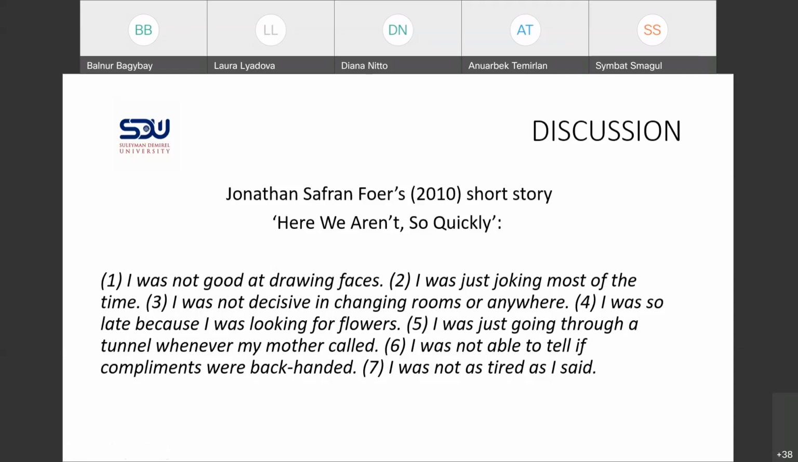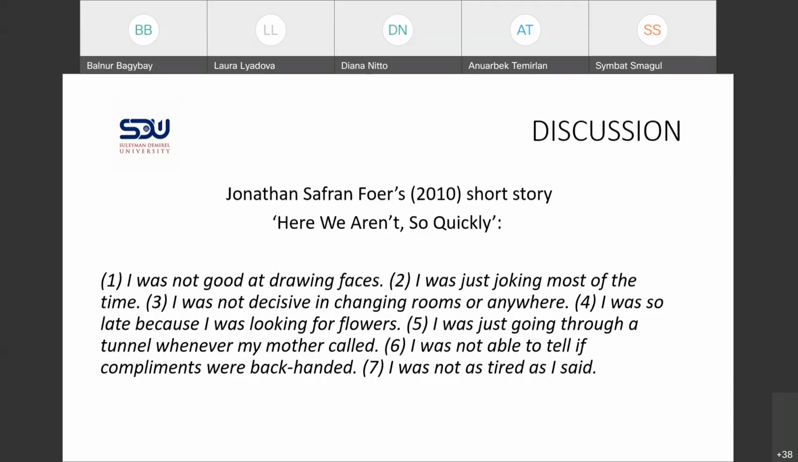And if we have a look at the third sentence, I wasn't decisive in changing rooms or anywhere. Yeah, it creates a contrastive opposition between rooms and anywhere.